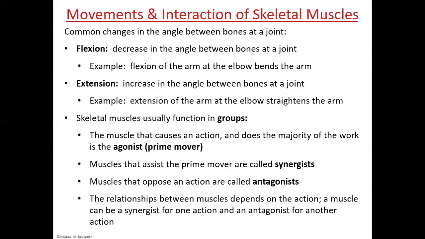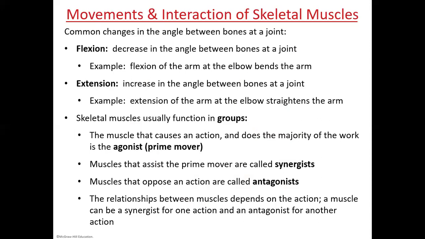Skeletal muscles, we usually categorize them into groups. One muscle is going to cause an action and it's going to do the majority of the work, and it's called the prime mover. I prefer prime mover to agonist just because it's easier to remember, but they're both valid vocabulary words. So that's the main muscle. However, there are some muscles that assist the prime mover in that major movement, and these are called synergists. They work together. Then other muscles that oppose that action are called antagonists.